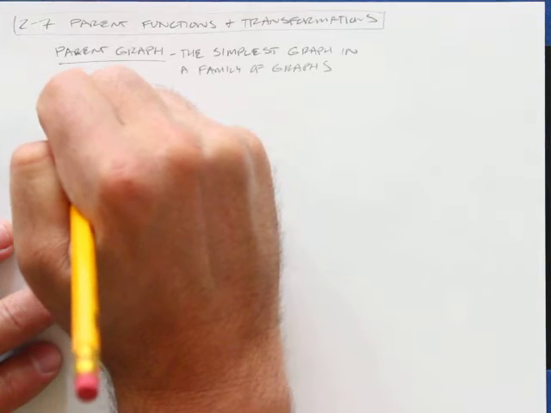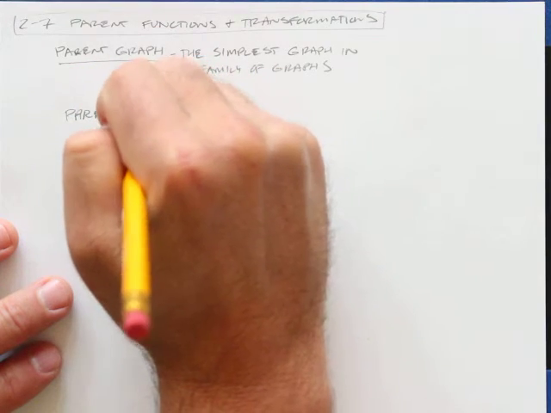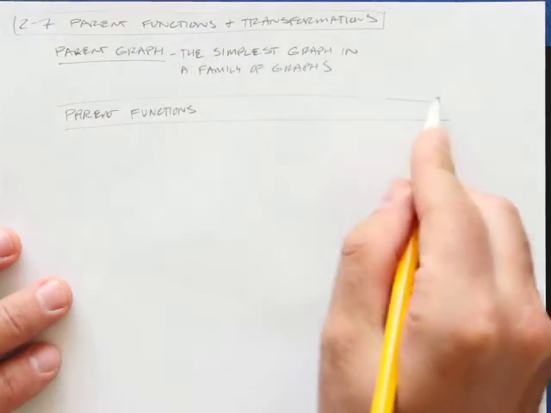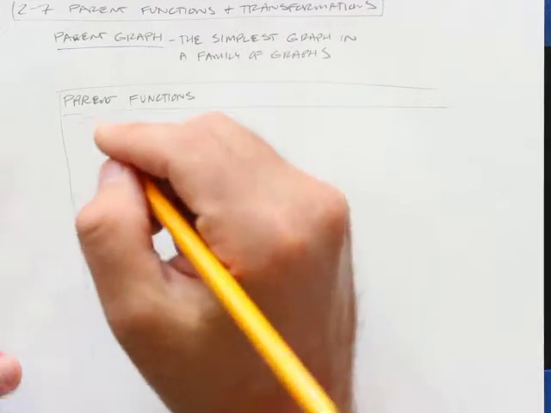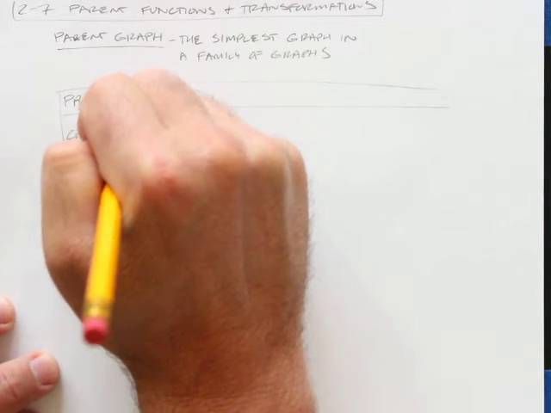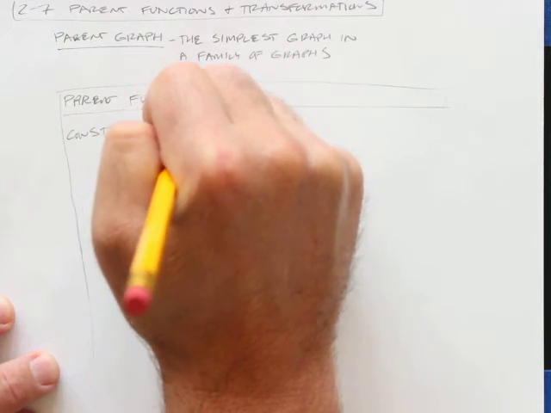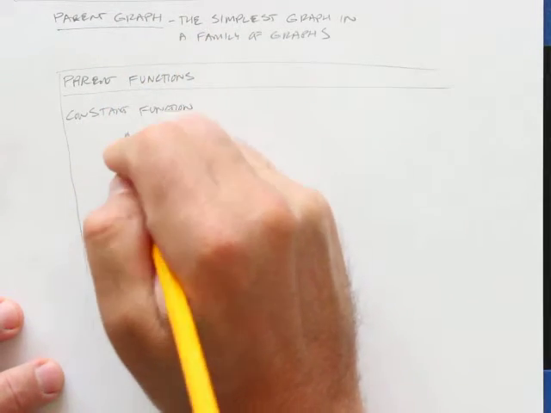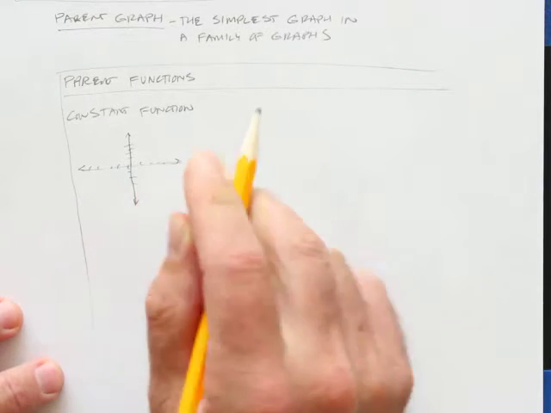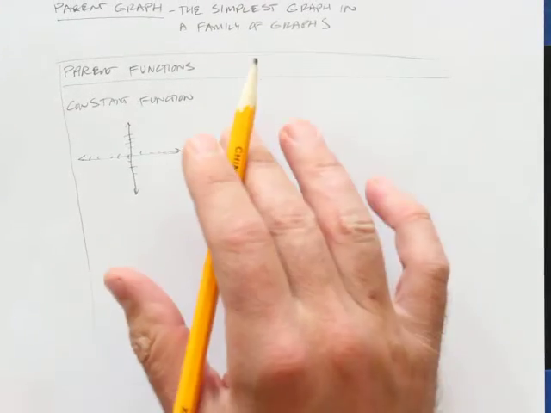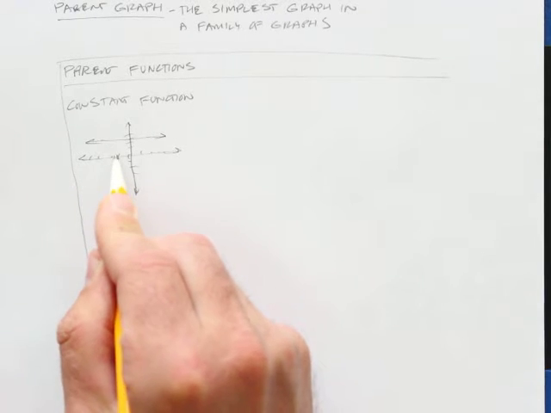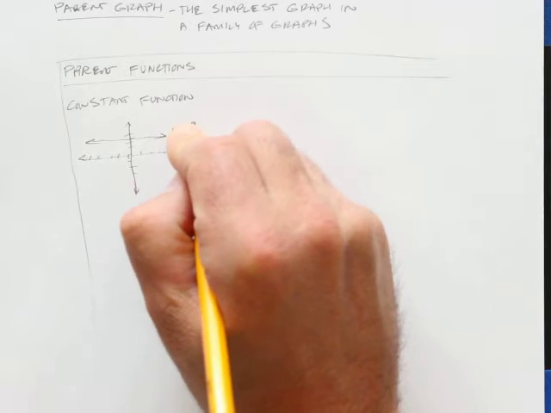Let's look at a few different functions. So we're going to look at a constant function. And this one, if I were to draw a coordinate plane, put some random dots on here so you know I'm talking about a coordinate plane. If I were to draw a line that goes through here, parallel with the x-axis, this might be y equals 3.